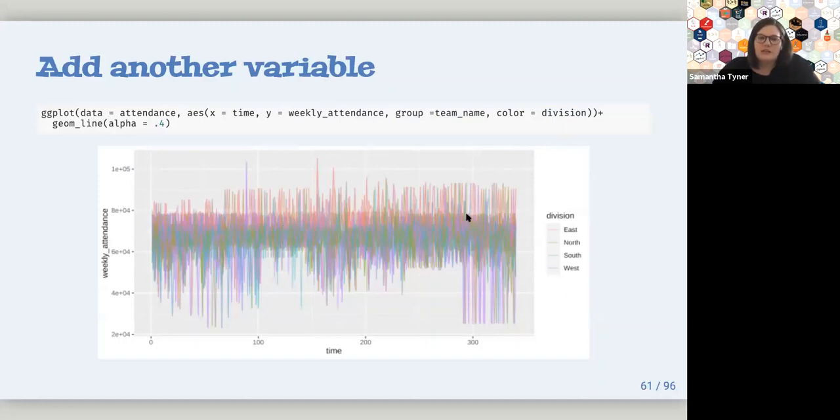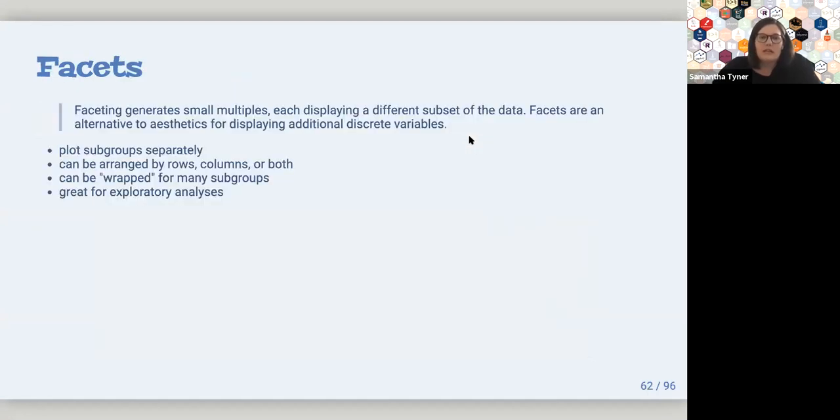And you can see here, there's a little bit of a trend of the red line being a little bit higher. So that's the East. So it looks like maybe the East divisions tend to be more well attended than the purple line, which is going to be the West division. So those are going to be a little bit less well attended than in the East. So that's one way to look at it. But again, this is kind of messy, so we might want to split it out.